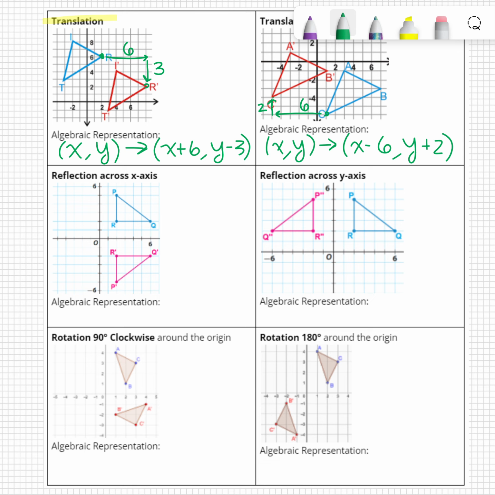Another type of transformation is a reflection. And you can reflect across either axis. In this first example, we are reflecting across the x-axis. So that's this axis here. Let's focus on one pair of points. And I'm going to look at point P, so right there. That reflects over the x-axis and ends up where P prime is. That's right here.